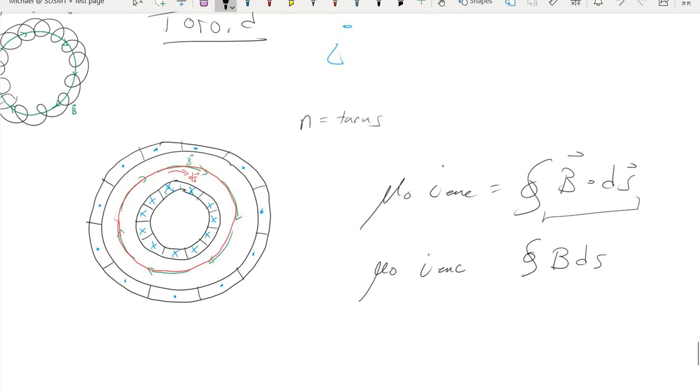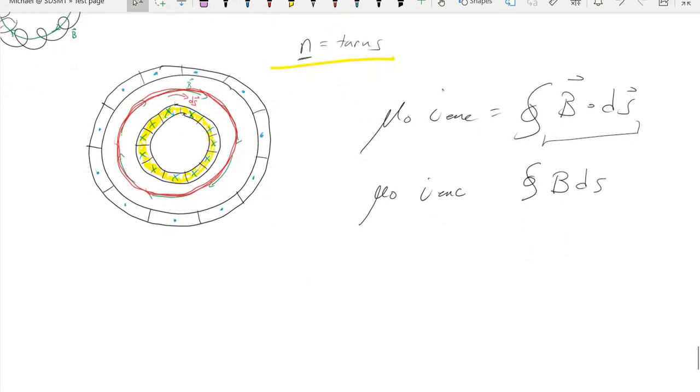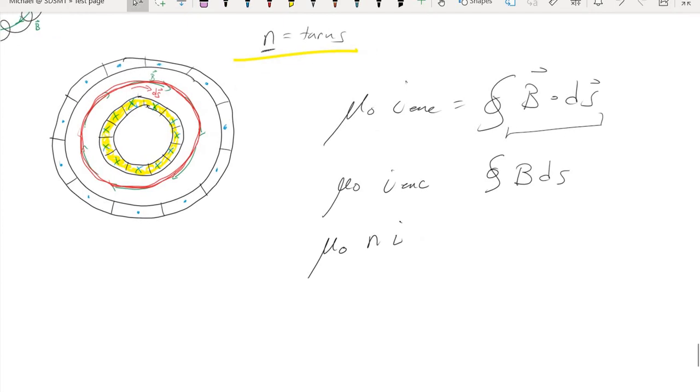Now the enclosed current. How many currents did we enclose with our Amperian loop? Well, here's our Amperian loop. And what did we enclose with that Amperian loop? Well, we enclosed all of these cross sections of current. How many cross sections are there? Don't count them, because they're right there. The number of currents that we will enclose will be that scalar value that is associated with the number of turns. So we have mu naught N I for the enclosed current.